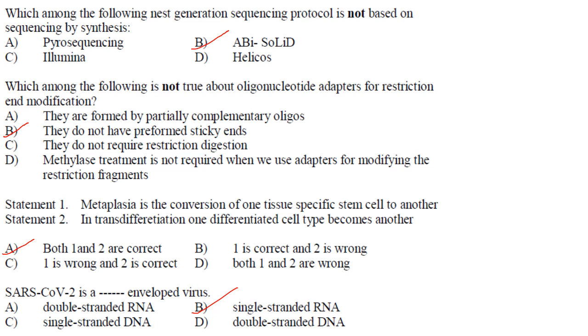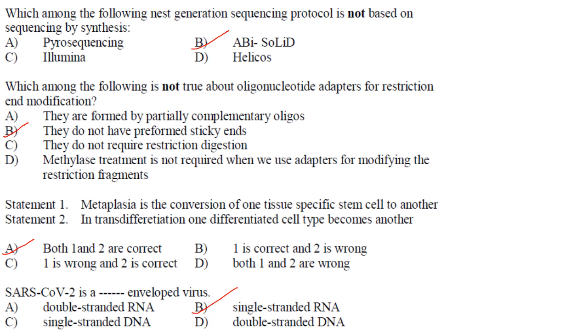Then next one. Statement 1: Metaplasia is the conversion of one tissue-specific stem cell to another. Statement 2: In transdifferentiation, one differentiated cell type becomes another. So they have asked if both the statements are correct, and the answer is option A, that is, both 1 and 2 are correct.